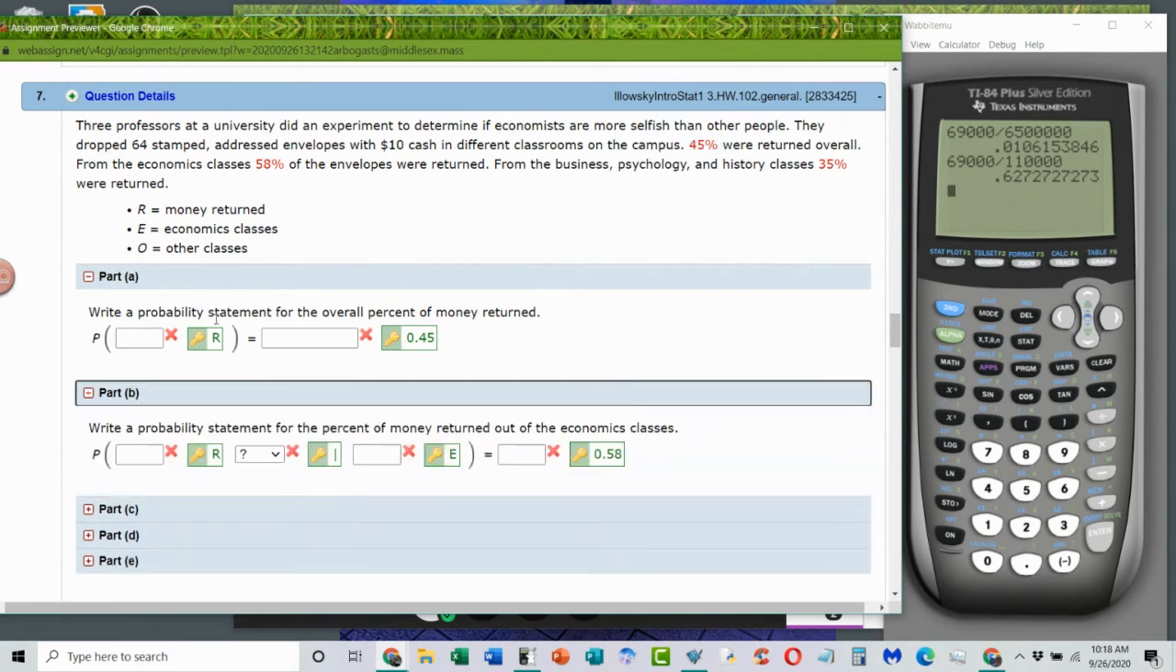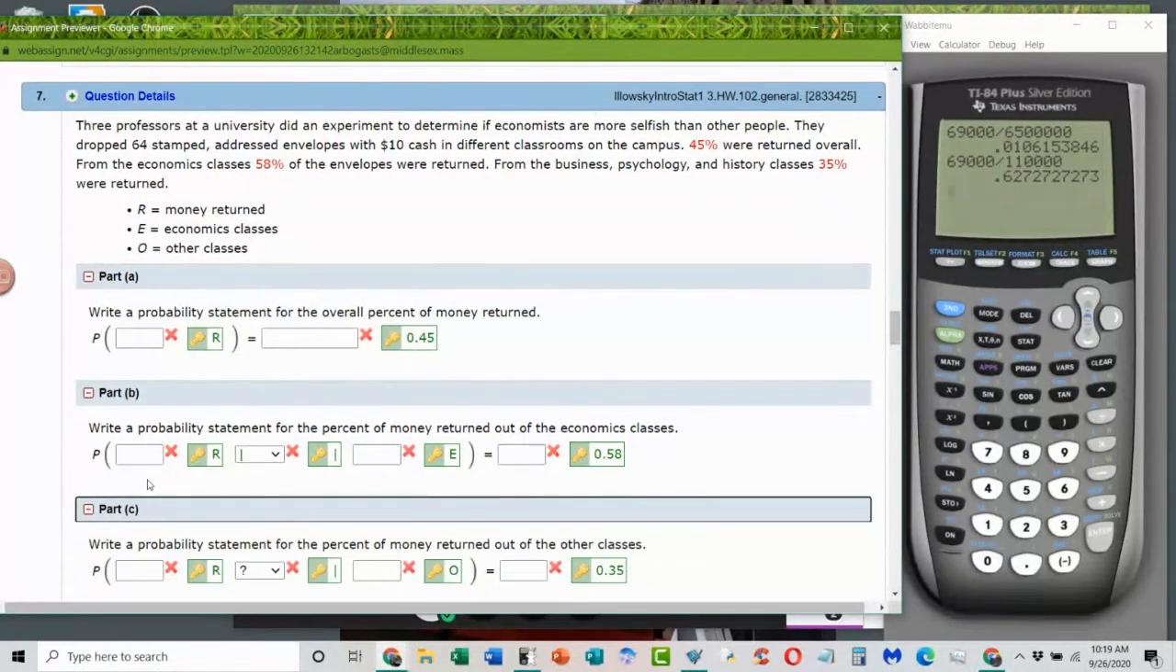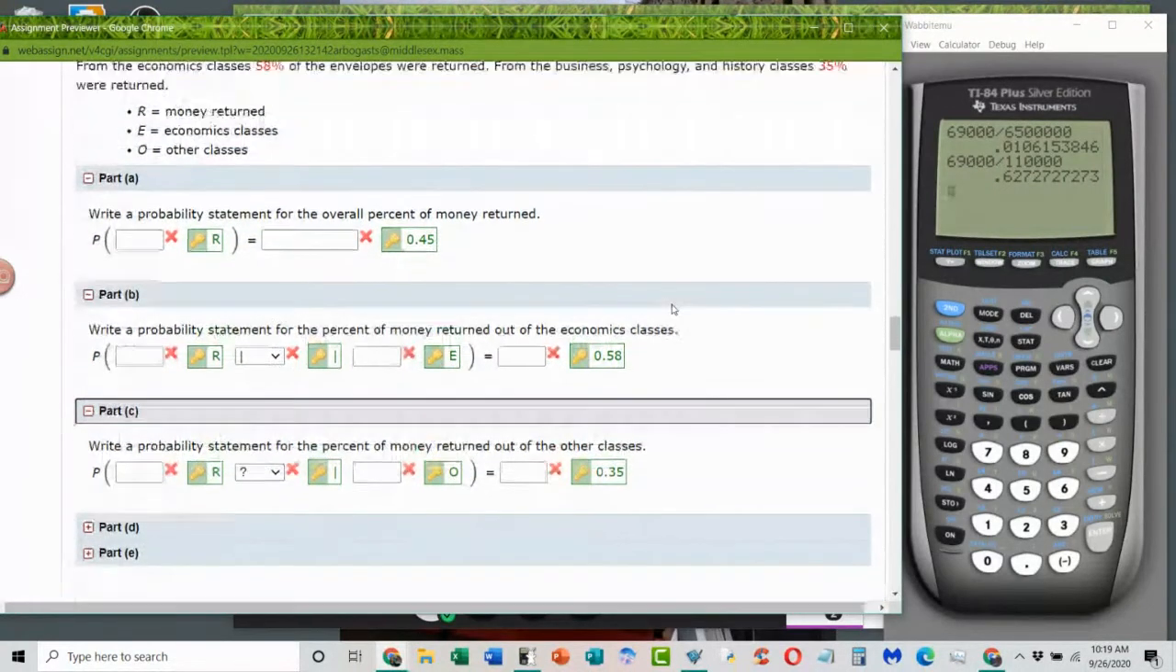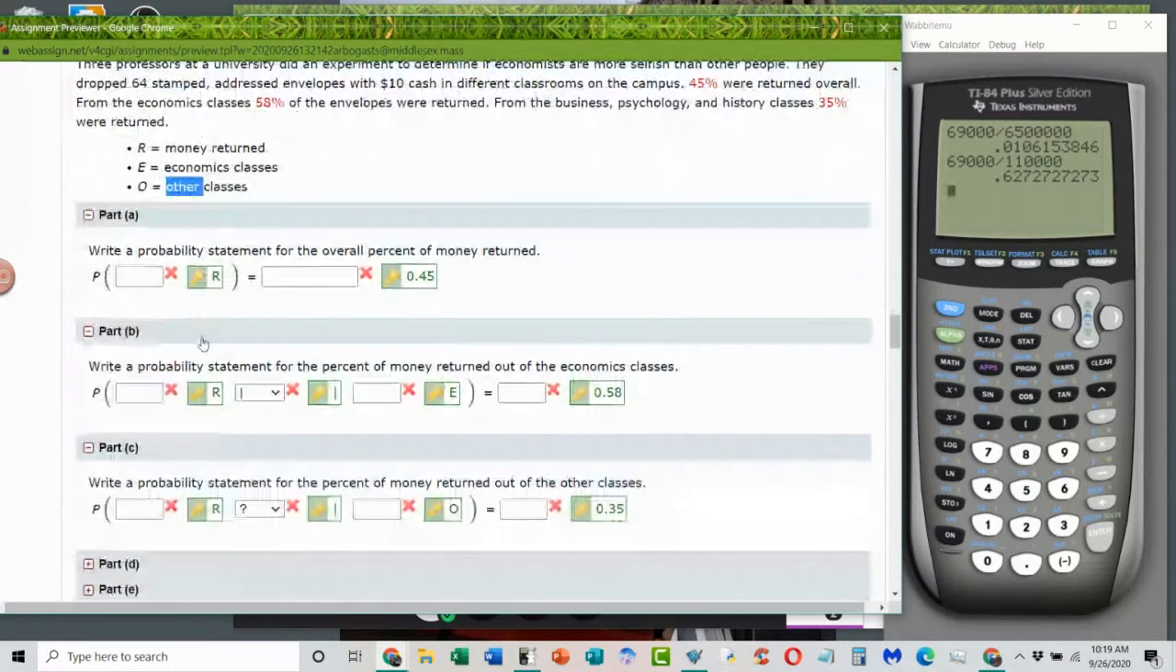The probability of getting your money back if you were in economics class, they just really need the values here. So return the money is R, that you were in economics class is E, and this is and or given. So you have to use given because they're asking what's the probability of this if you were in economics class. And then again, they tell you that value. What's the probability of giving it back if you were from another class? Well, they give you that value. Return the money and other class, and again, it's given.